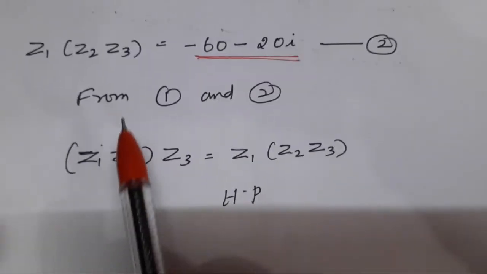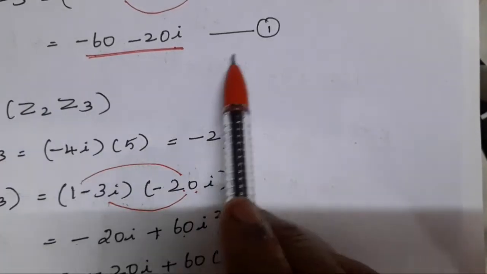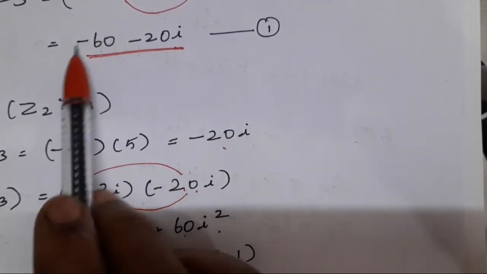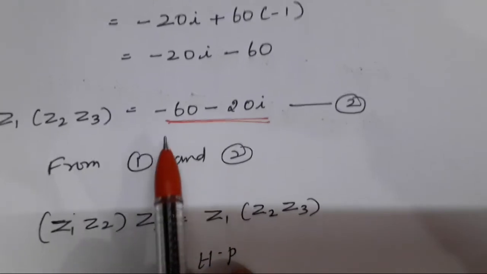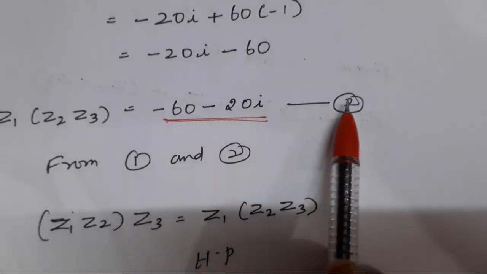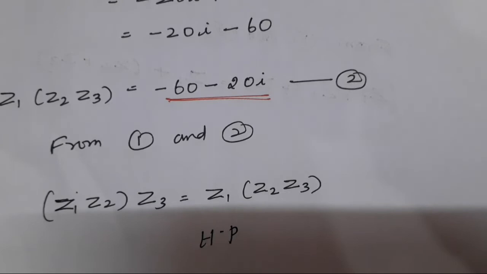See, from 1 and 2. What is our 1? Equation 1 is (Z1 into Z2) into Z3. From 1 we get the answer minus 60 minus 20i. Similarly, from 2 we also get minus 60 minus 20i. So from 1 and 2, (Z1 into Z2) into Z3 equals Z1 into (Z2 into Z3). Hence the result is proved.